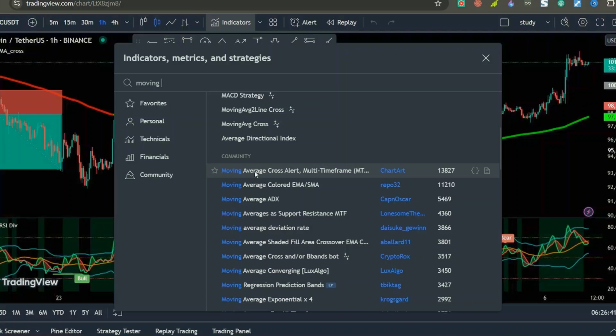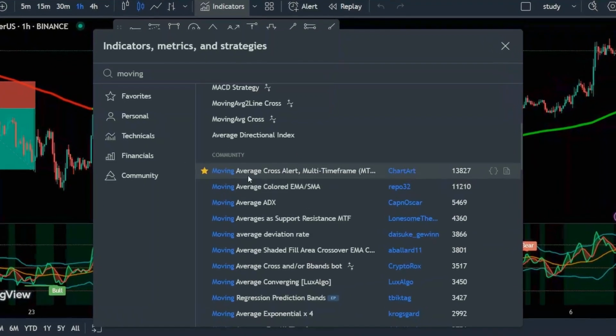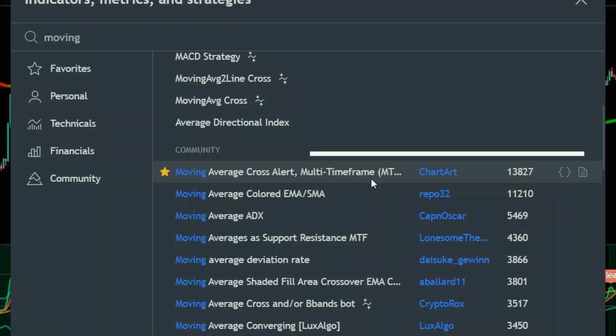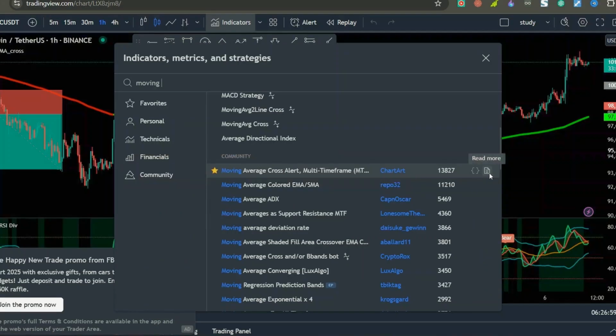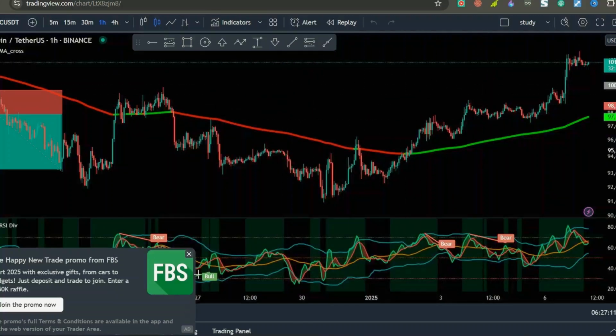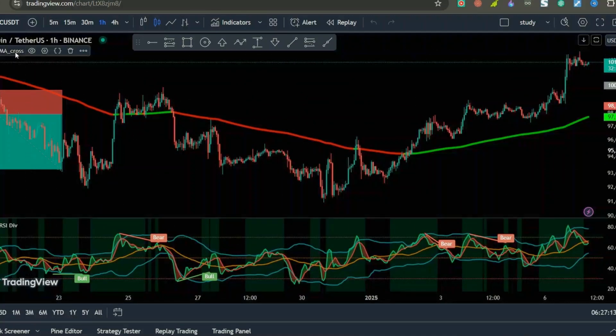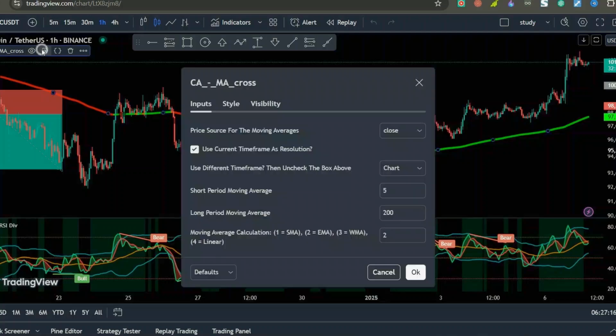Let's go to the indicators, and then let's type moving average in the indicators. When you type moving average, the first one is called Moving Average Cross Alert Multiple Time Frame, which is made by ChartArt. You click on this particular one, and when you click it, you will add it to your chart. So let's now go to the settings of this moving average indicator. As you can see, this is the setting.